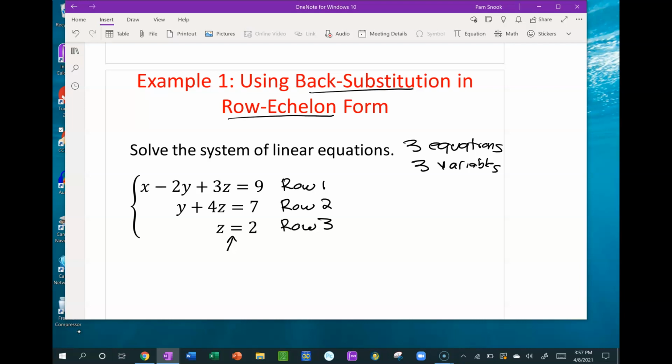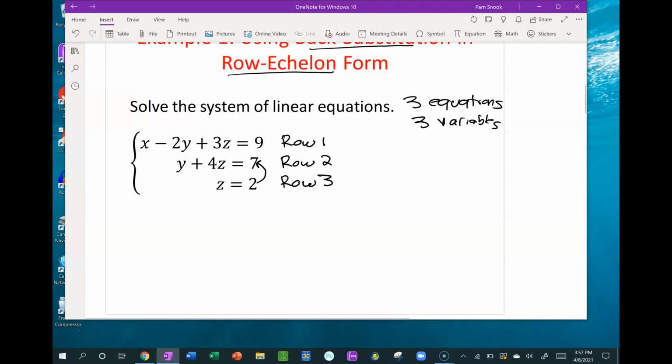Now backwards substitution, what that means is I'm going to take row three, which is z equals 2, and I can substitute that into row two. And it looks like this. So y plus four times two equals seven. So y plus 8 equals 7, y equals negative 1. So by substituting row 3 into row 2, that's the backward substitution, I was able to solve for y.